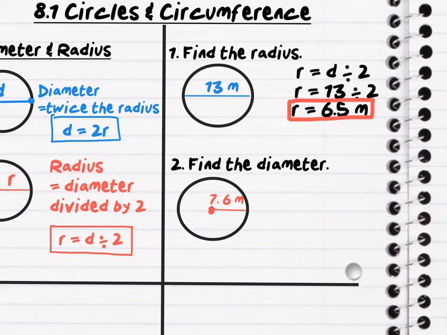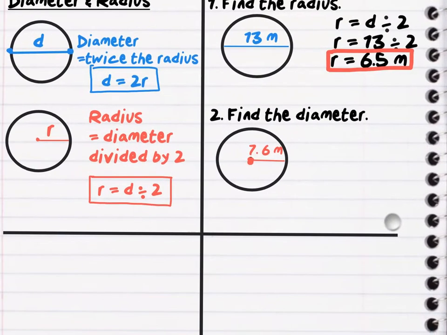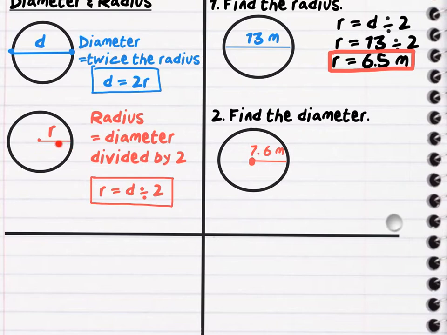All right, now let's look at problem 2. On problem 2, it says find the diameter. And so now this distance here, that's the radius. That's half of the diameter, okay? So to find the diameter, we're going to use this formula because that starts with the diameter equals 2R.